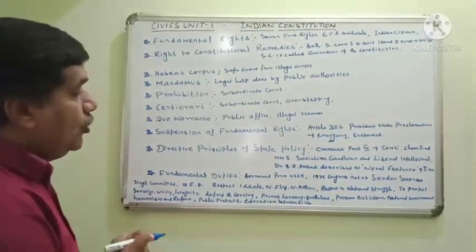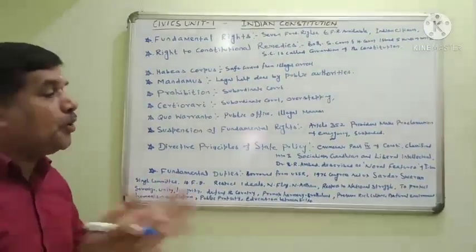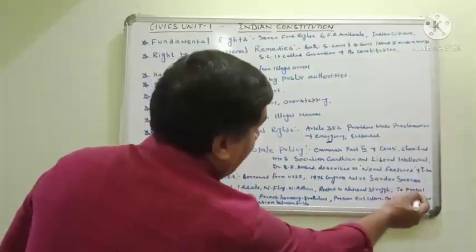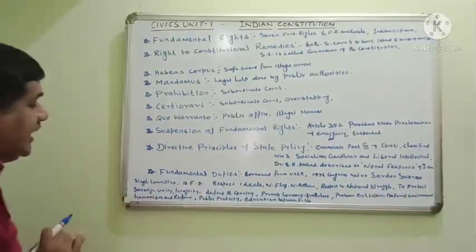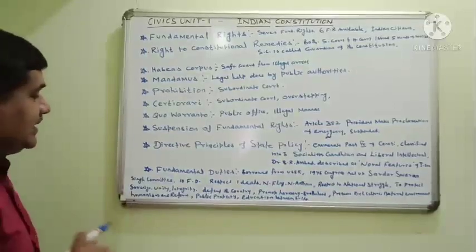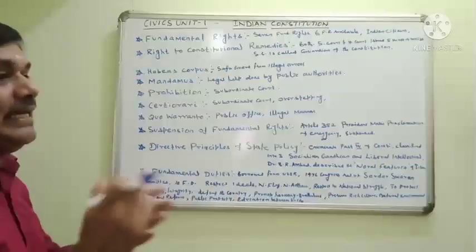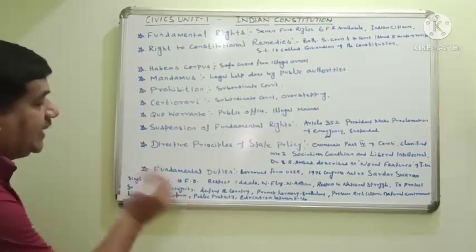Next, to protect sovereignty, unity and integrity. Sovereign means freedom. We want to protect our freedom. Second, we want to protect our unity and integrity. Integrity means oruamaipaadu.